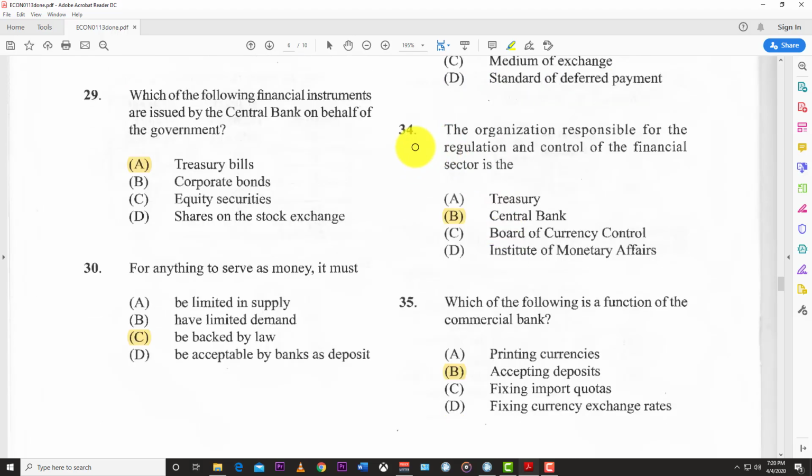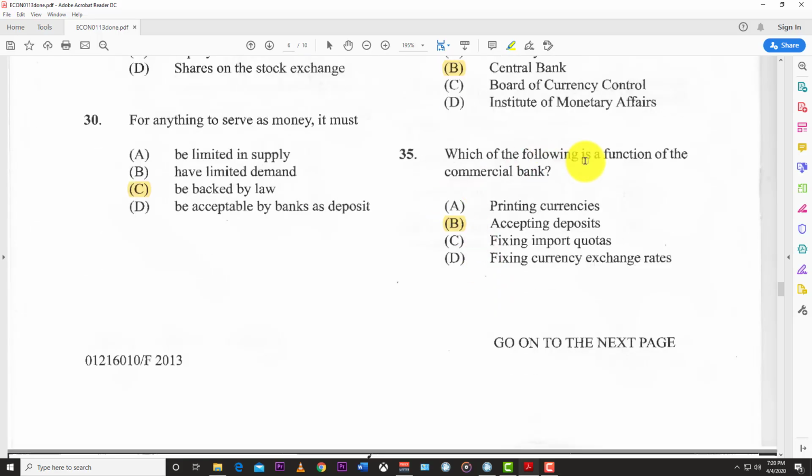34, the organization responsible for the regulation and control of the financial sector is the central bank. That's the body assigned by the government to control the financial sector. 35, which of the following is a function of the commercial bank? The best answer here is accepting deposits. They don't print money, they don't fix import quotas, they don't fix currency. It is accepting deposits.